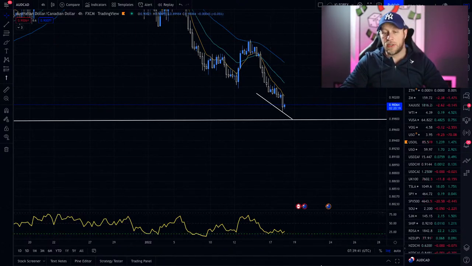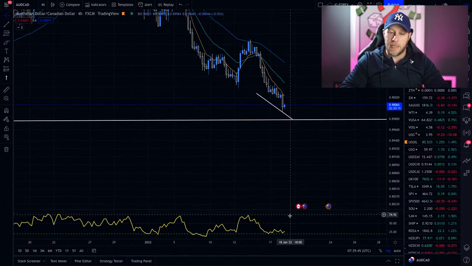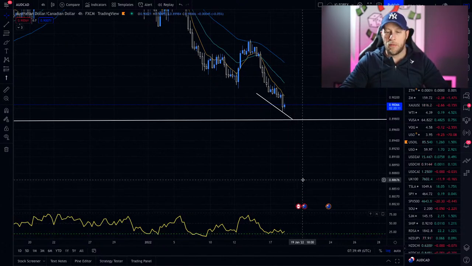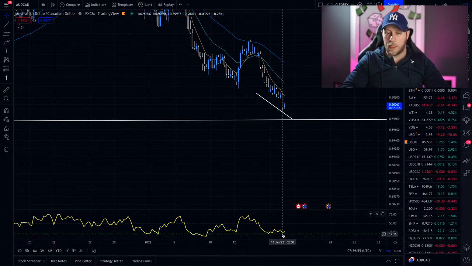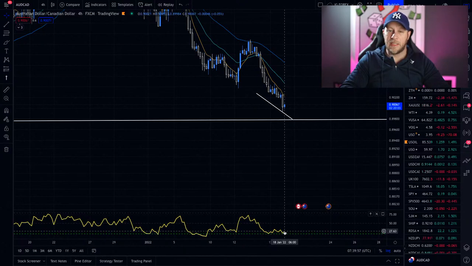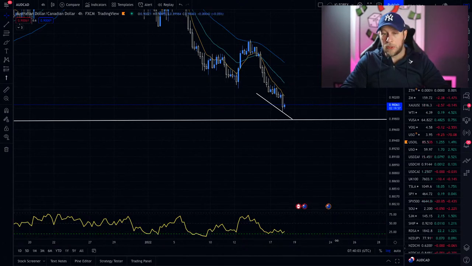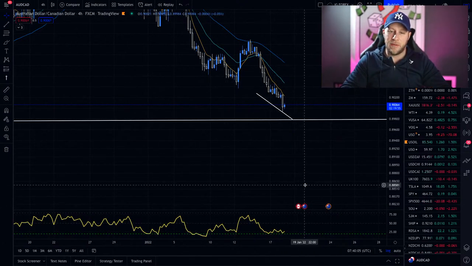RSI is considered oversold at 30. I have my limits set to 20 and 80 because I use it for extreme filters, for extreme overbought and oversold conditions. And we're pushing right down to the lower end of that. We're currently at about 27, so it is conventionally oversold, but it's not oversold by my filters. But we're pushing down to the right side of it, right?